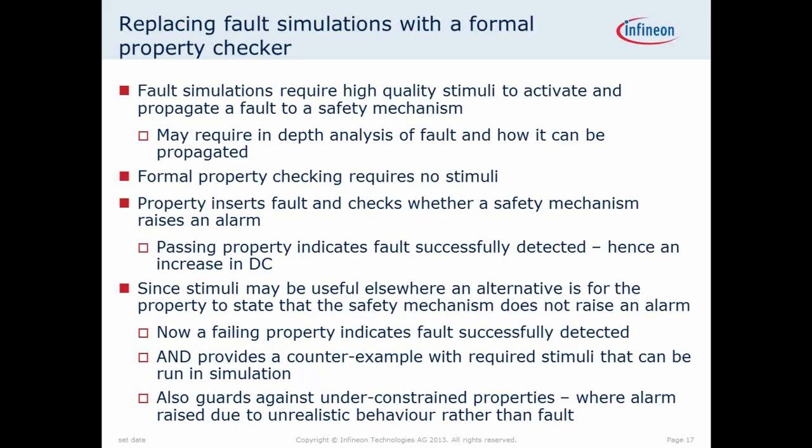Since the stimuli may be useful elsewhere, as I said earlier, an alternative is for the property to state that the safety mechanism does not raise an alarm. So you change the sense of the property, and now a failing property indicates the fault is successfully detected. And on top of this, you get a counterexample. So the tool will tell you the stimuli you need to apply in order to trigger the fault and propagate it to a safety mechanism.